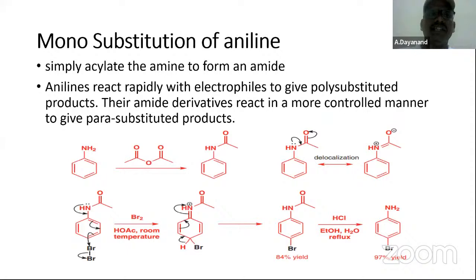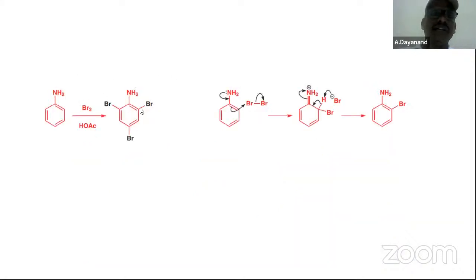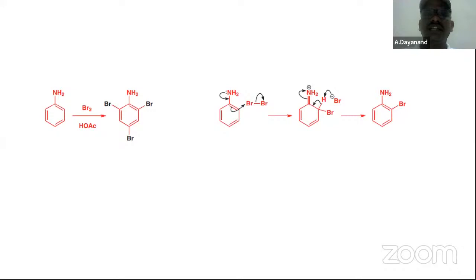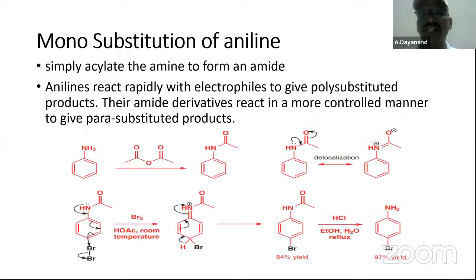For monosubstitution of aniline, simply acylate the amine. Amine, as we have seen just now, is again similar to phenol. What is going to happen? Tribromination, at 3 positions it is going to attack. Even nitration also. For phenol, nitration takes place in simple conditions at 3 positions, giving 2,4,6-trinitrophenol. This 2,4,6-trinitrophenol is also called picric acid.